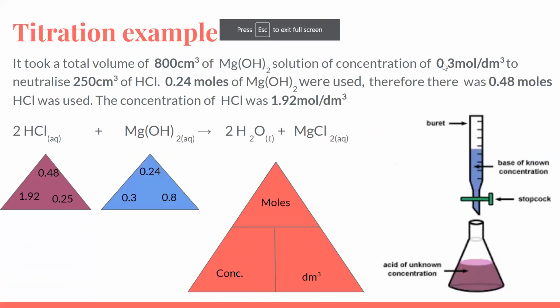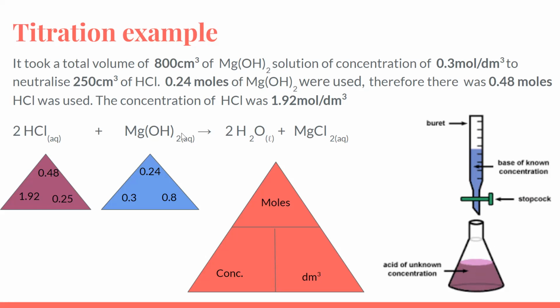Yes, so let's do that again. It took a total of 800 cm³ of magnesium hydroxide solution of concentration 0.3 mol/dm³ to neutralize 250 cm³ of HCl. While we were doing our titrations, we ran the base into the acid, and at the point of neutralization, we saw through the readings here that it took 800 cm³ to neutralize the acid. And we saw that using the indicator.